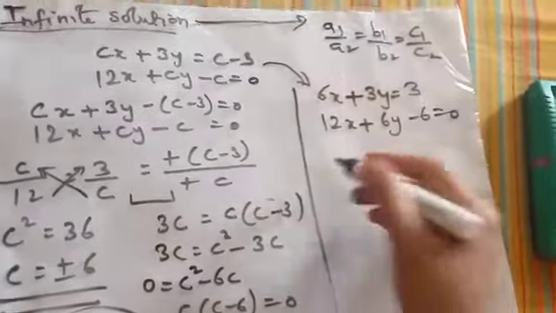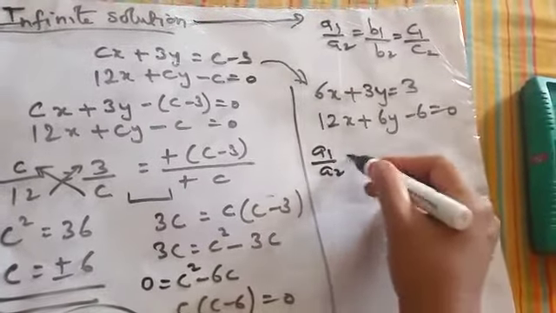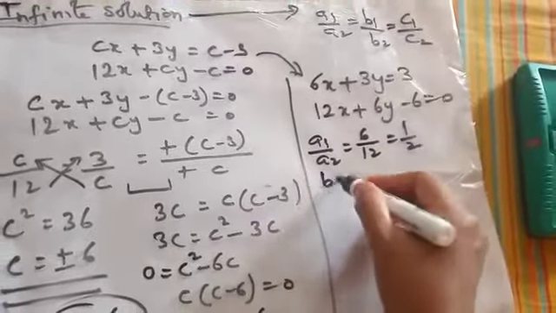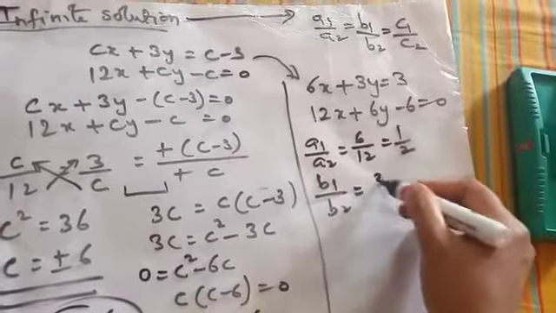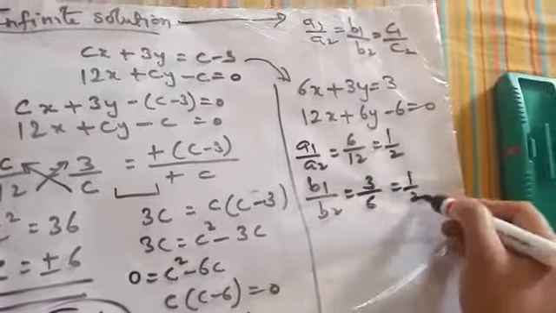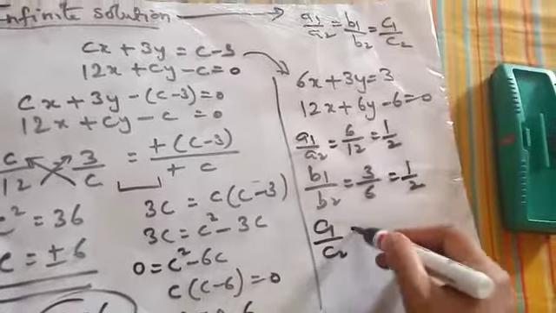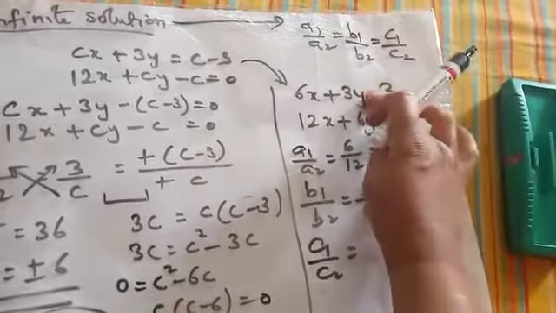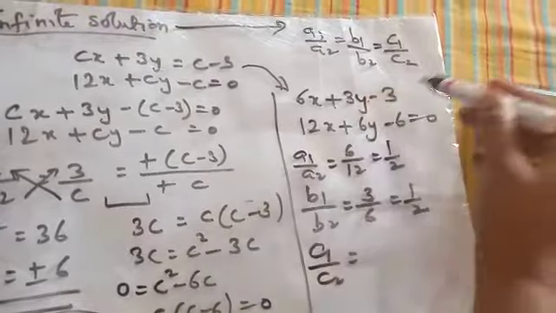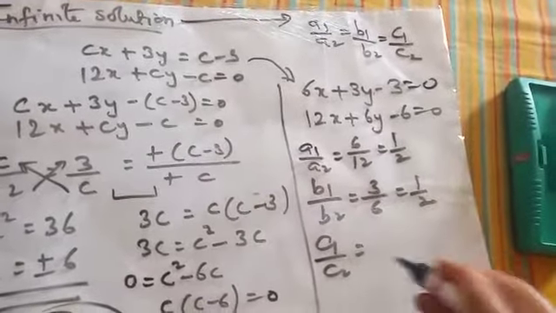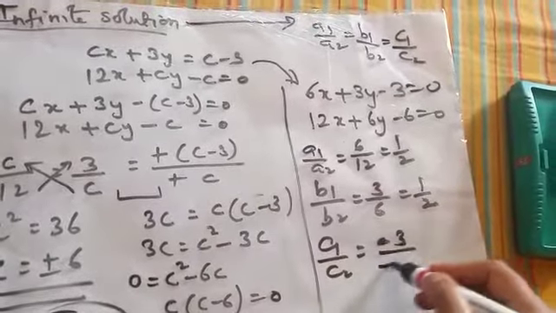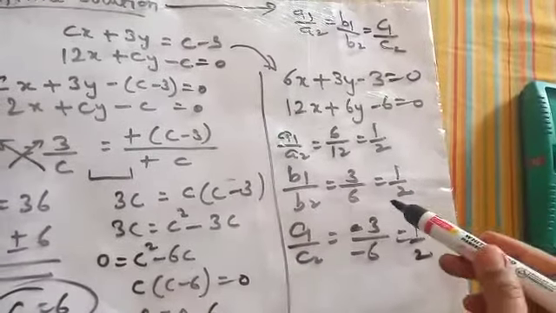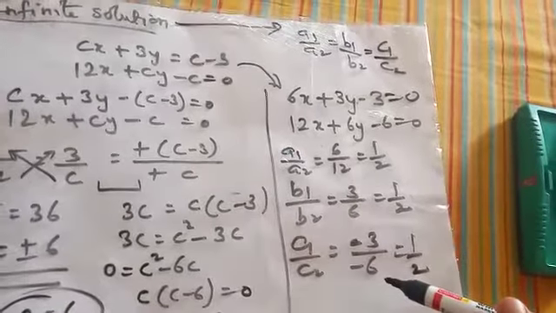Now let us find out the values. a1 by a2 will be 6 by 12, that is 1 by 2. b1 by b2 is 3 by 6, that is 1 by 2. c1 by c2: now here you need to take care. One c1 is there, one c1 is here, so I can bring it here. We can write -3 here, is equal to what will it be, 0. So c1 by c2 is -3 upon -6, which is again 1 by 2. And that means a1 by a2 is equal to b1 by b2 is equal to c1 by c2.